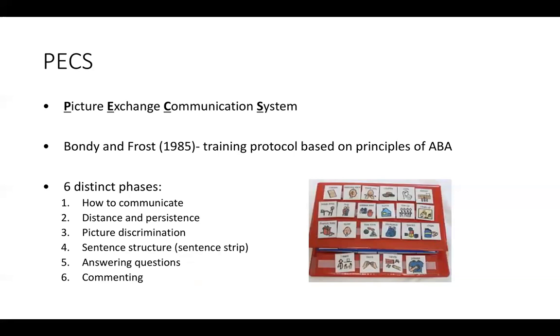So PECS really does refer to a very specific training protocol. It doesn't just mean using pictures to make choices. In the true PECS protocol, there are 6 different training phases. The first phase is really just teaching a child how to communicate. And that might sound very obvious, but for many children, particularly children with autism, that's not that obvious. Kids do have to learn that communication is an exchange and that it always happens between at least 2 people. That in the first phase of PECS is taught very explicitly.